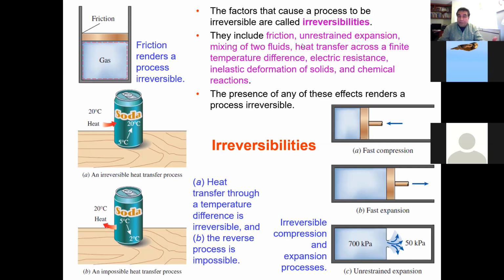They include friction, unrestrained expansion, mixing of two fluids, heat transfer across a finite temperature difference, electric resistance, inelastic deformation of solids, and chemical reaction, which we use in materials class. We have a sample of aluminum or carbon steel or any other type of material.